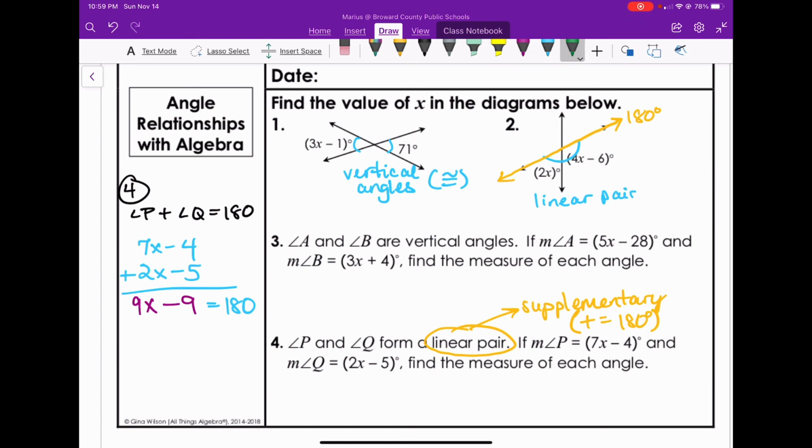And now we just go ahead and solve for x. We would add 9 to both sides. That's going to make 9x is equal to 189. And last step is to divide both sides by 9. That is going to make x is equal to 21. Okay? And that will conclude this.